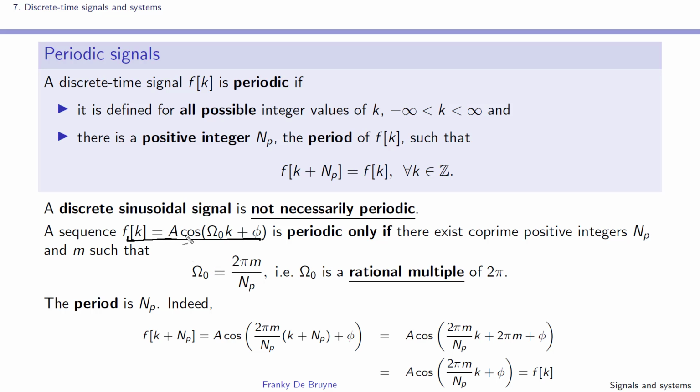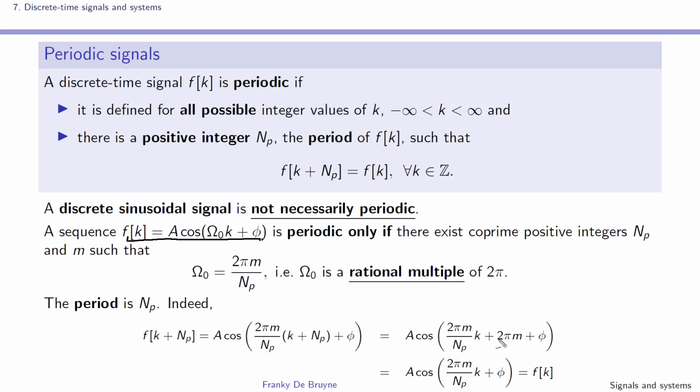So now we have to show this, right? So we have to show that this sequence is periodic with this discrete frequency. This is a rational multiple of 2 pi. For this, we use our definition of periodic, and what we'll do is evaluate the discrete function at k plus Np. So what you have to do over here is replace k by k plus Np. So what we'll do is expand what is in the parenthesis of the cosine, and this is what you obtain.